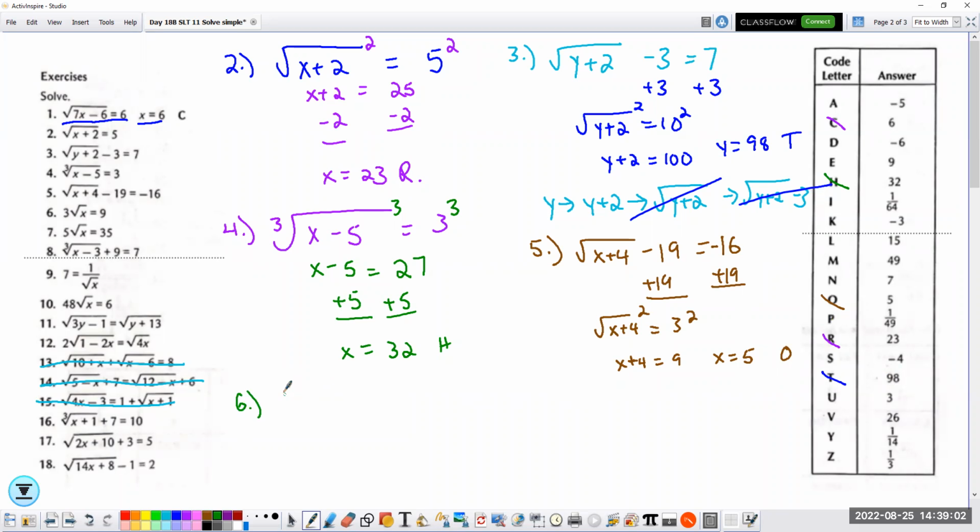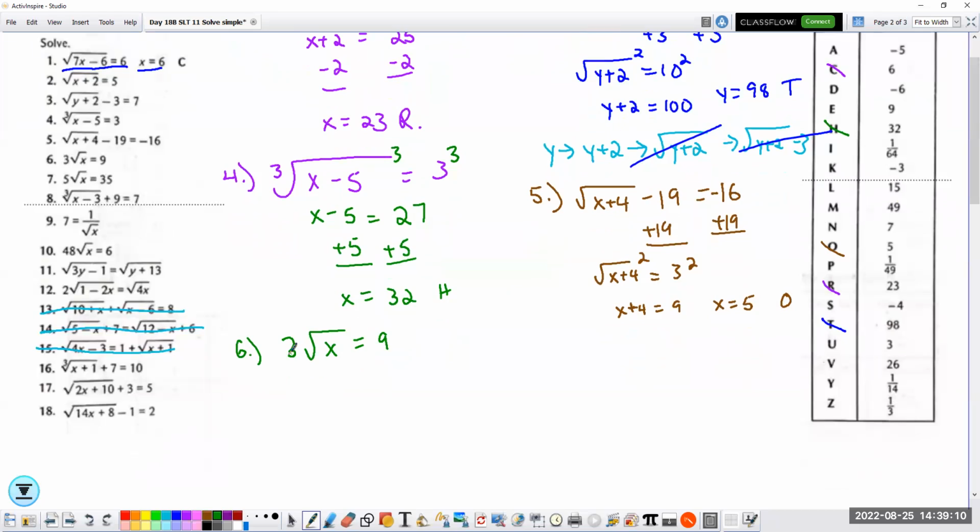Number 6. Now, this one's going to be a little different. I have 3 square root of x equals 9. Now here, it's not the square root of 3x. Like if I were to map this out, it's x and then the square root of x and then 3 times the square root of x. So the first thing I'm going to do to get rid of this times 3 is divide by 3. And then I've got the square root of x equals 3. And then when I square both sides to get rid of the square root, I get x equals 9. I feel like that's a little strange that it's 9 again.